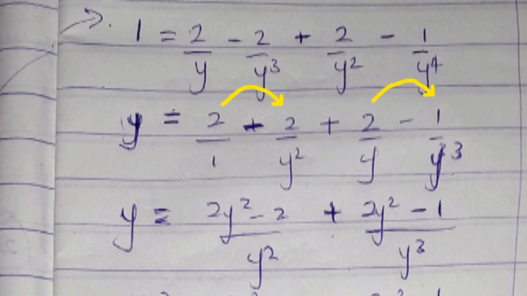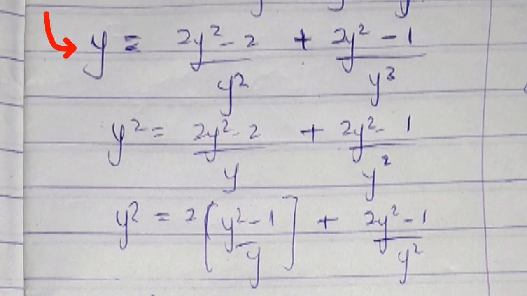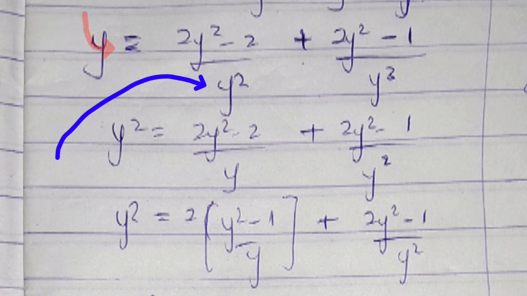I grouped those previous terms that were above. I grouped them, and for the first two I found the LCM, and for the second two I found the LCM. So I have 2y squared minus 2 over y squared plus 2y squared minus 1 over y cubed. At this point also, I decided to group it, factorize y out from the denominator again and cross multiply. So at that case, I now have y squared equals 2y squared minus 2 over y plus 2y squared minus 1 over y squared.